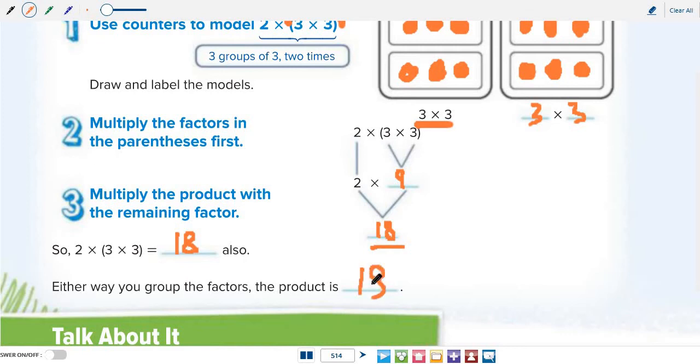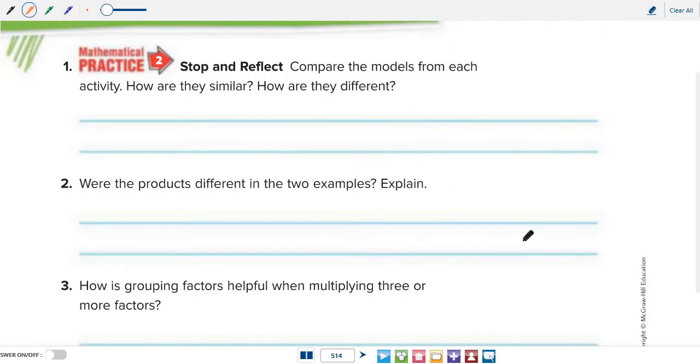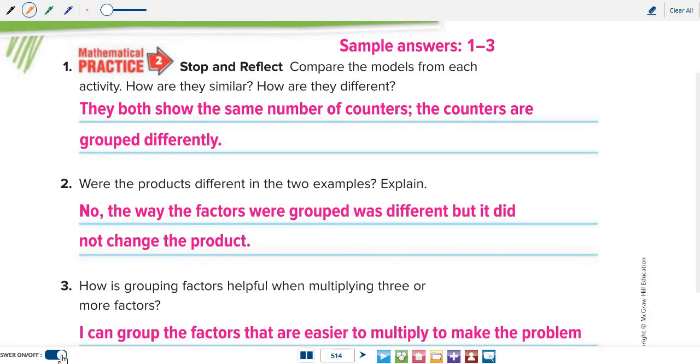So interesting. Now, please grade 3, be sure to write the correct answers in your book, page number 514. And when you finish, try to solve these questions by yourself. We discussed them throughout the lesson. So try to solve them by yourself to check your understanding. And when you finish, you can check your answers here.